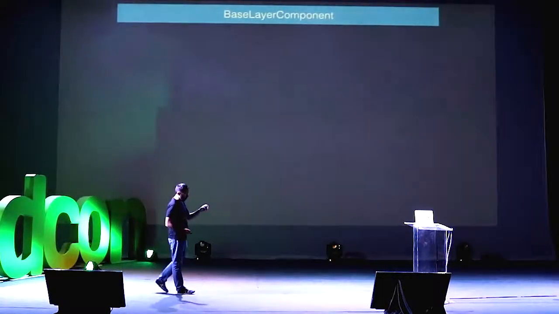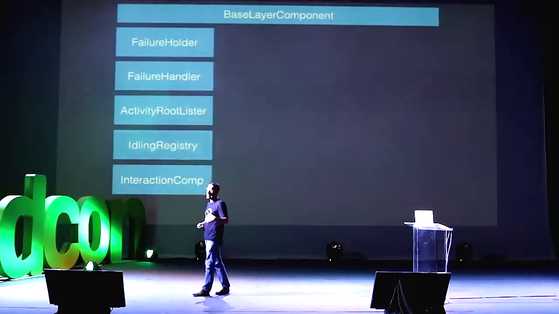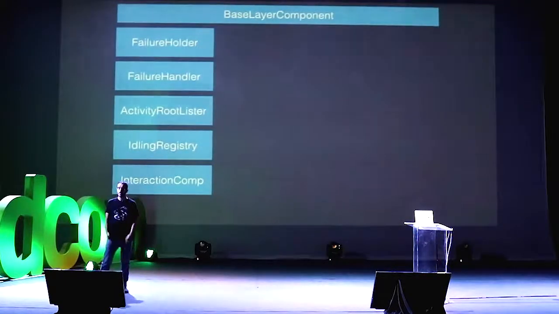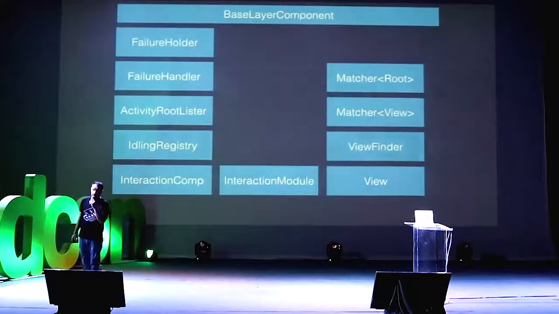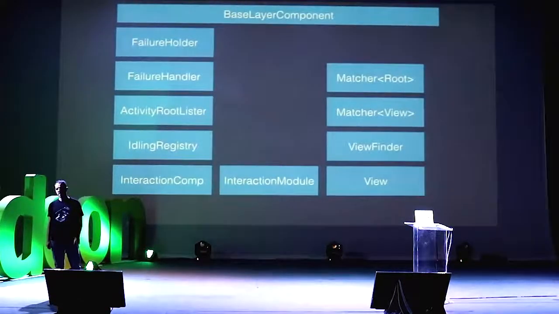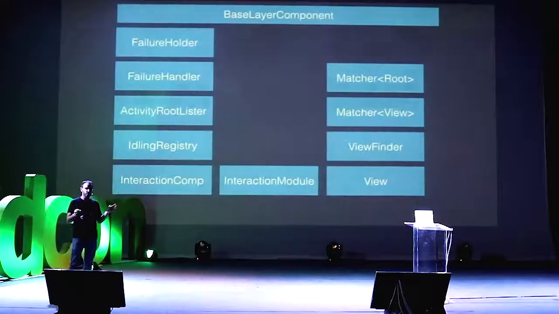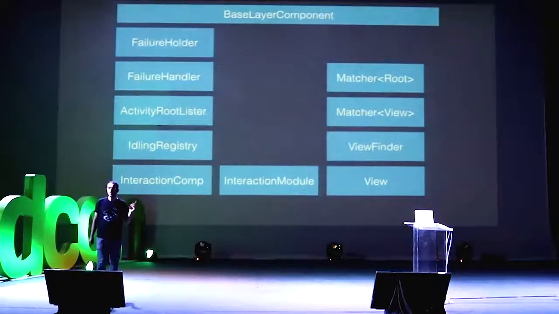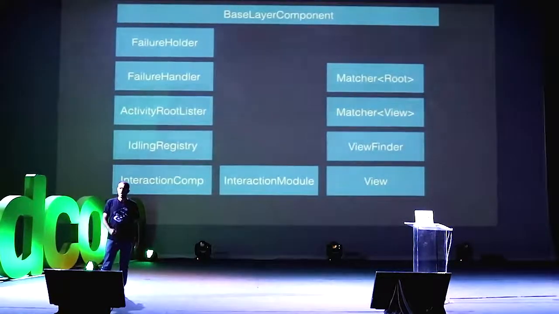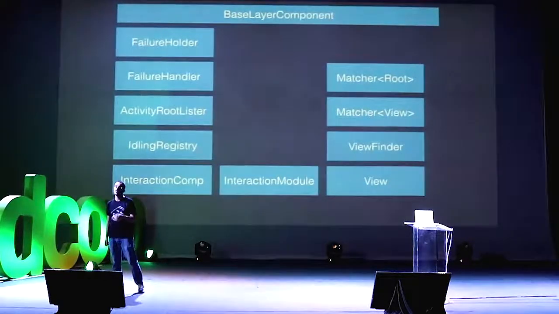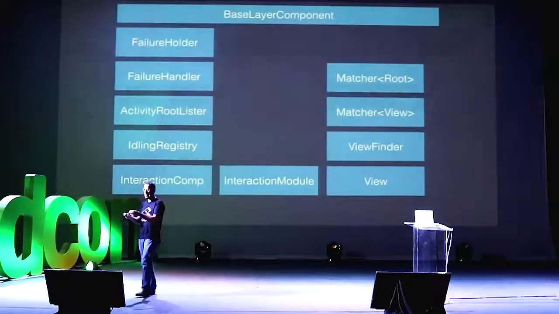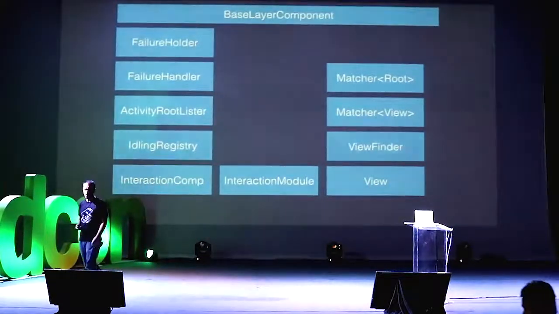Okay, we have component, modules, dependencies. What's next? Where are we injecting the classes, right? We are injecting in the failure handler, activity root lister, the idling resource registry that we are going to see later, if you know Espresso, idling resource, something familiar, and the view interaction component. The view interaction component, at the same time, is using one module, and this module is using the different matchers. So, oh, surprise! The same matchers that I'm using in the test are provided by the dependency injection framework.